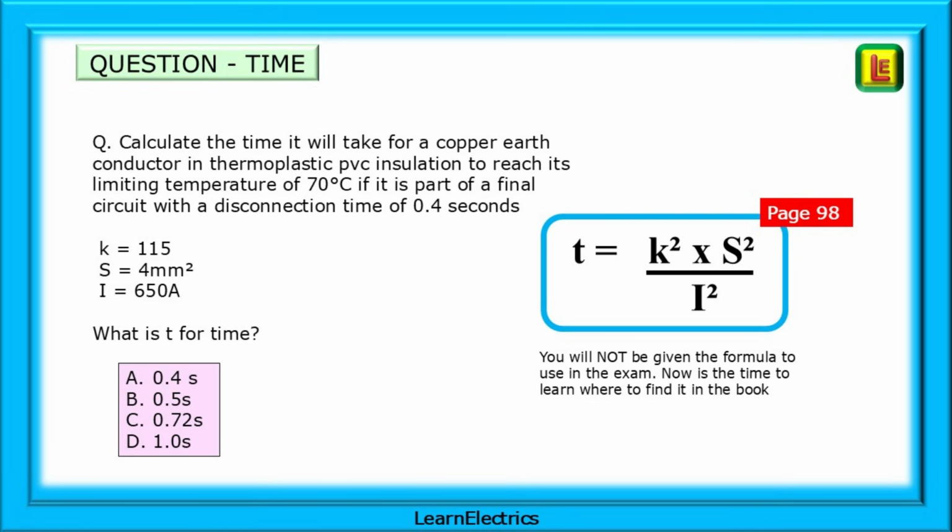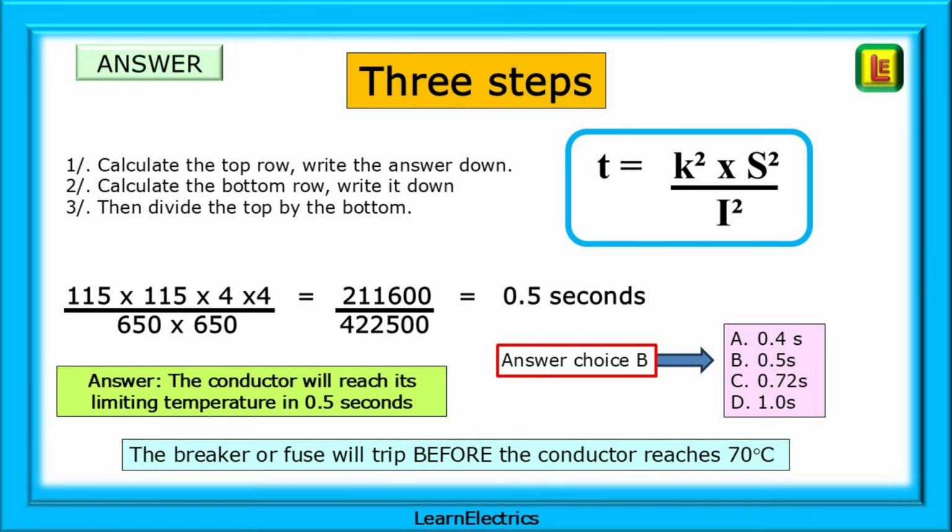Now is the time to learn where to find the formula in the book, and this one is on page 98. There are 3 steps to this. Calculate the top row and write the answer down. Calculate the bottom row and write it down. Then divide the top by the bottom.